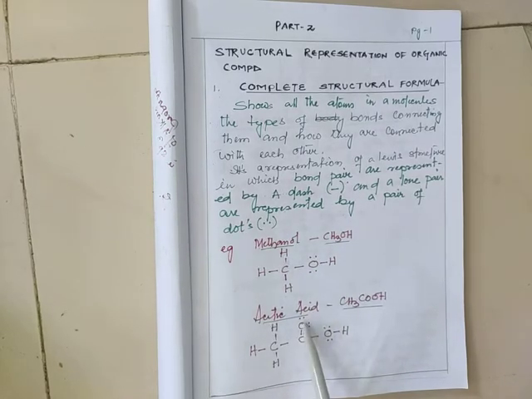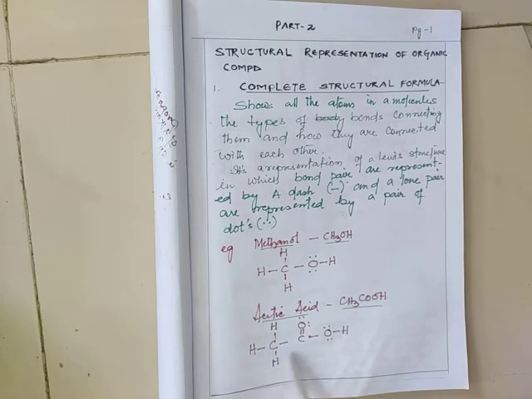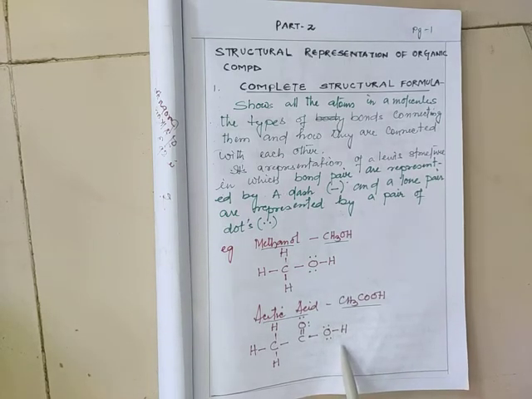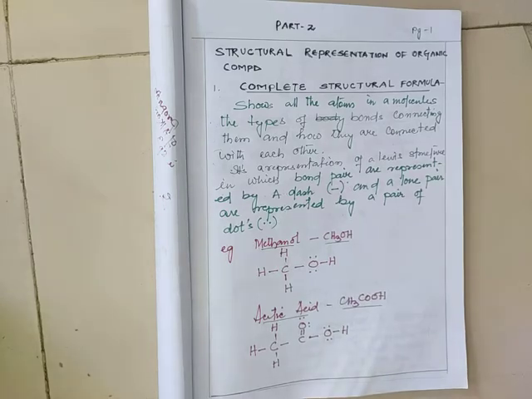Another example is acetic acid. This acetic acid is also the same as the previous one. Here carbon, then a dash, and then a double bond, that means two dashes, then oxygen with lone pairs, and here also oxygen with lone pairs. So this is acetic acid. This is also an example of complete structural formula.